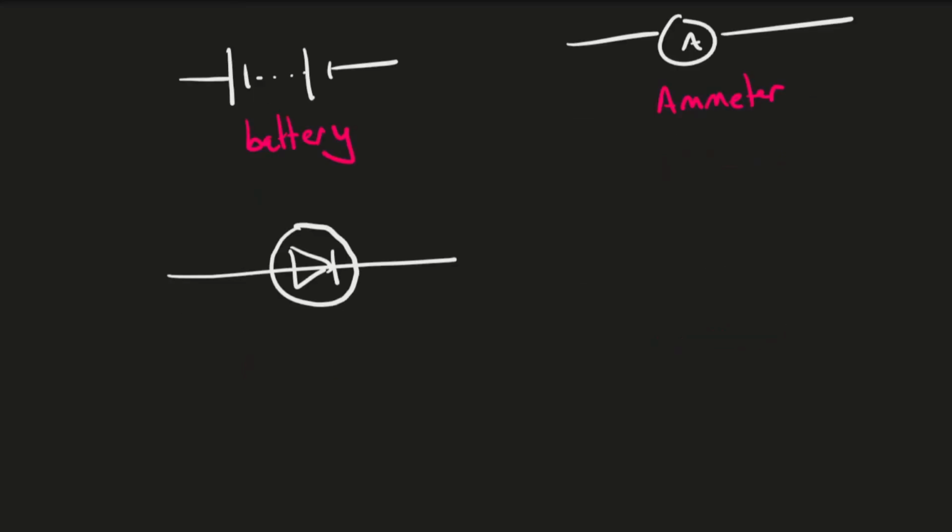The next one we're going to have a look at is a diode, which looks something like this. A diode only allows current to flow in one particular direction. So in this case, the current would only flow in this direction. If you try to reverse the current and put it in this way, the diode would not let that happen.